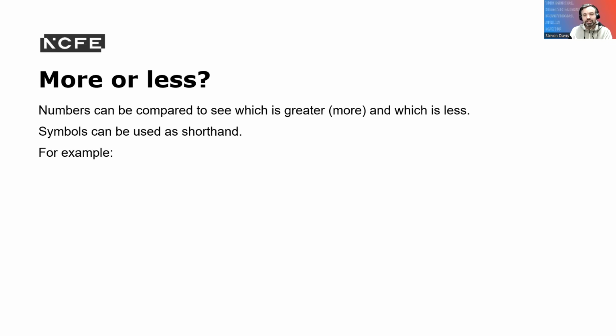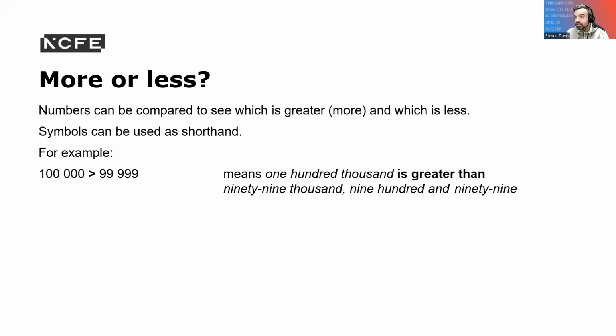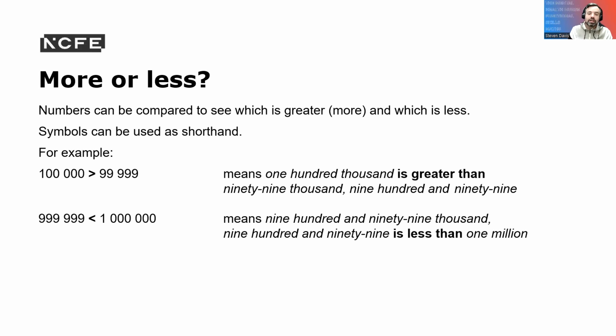So more or less, numbers can be compared to see which is greater, more, so that's that symbol, or which is less. That's simple. Symbols can be used for shorthand. For example, 100,000 is greater than 99,999. So it's more than. 999,000 is less than 1 million. So we've got more than, or greater than, less than. I say more than, but greater than is exactly the same.